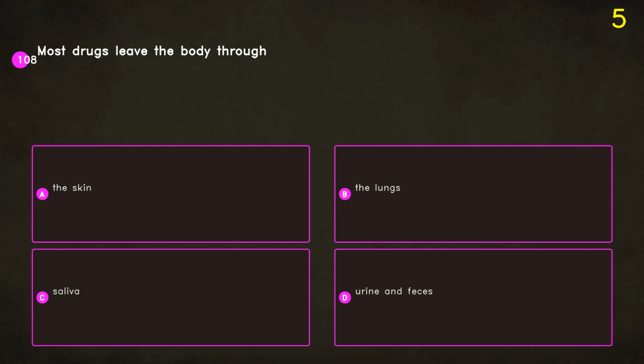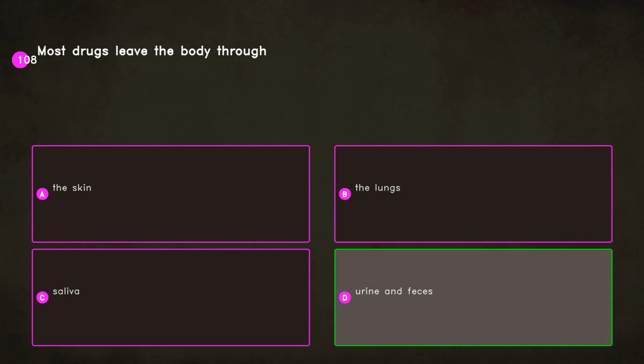Question 108. Most drugs leave the body through A. the skin. B. the lungs. C. saliva. D. urine and feces. The correct answer is urine and feces.